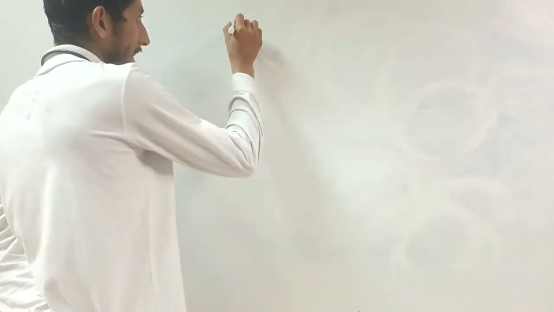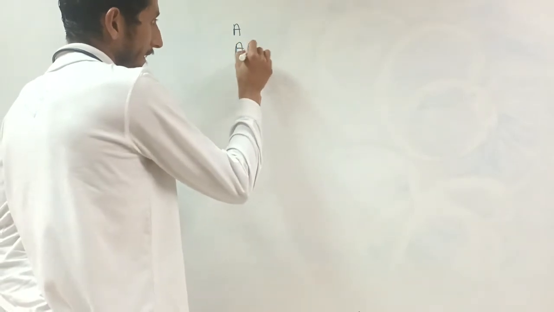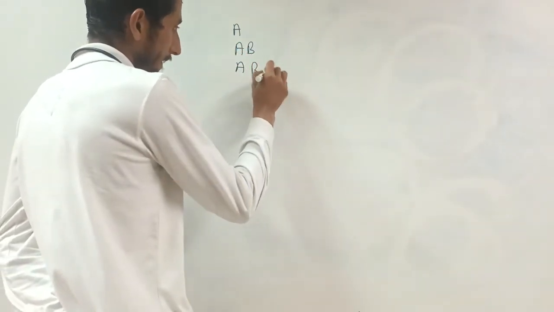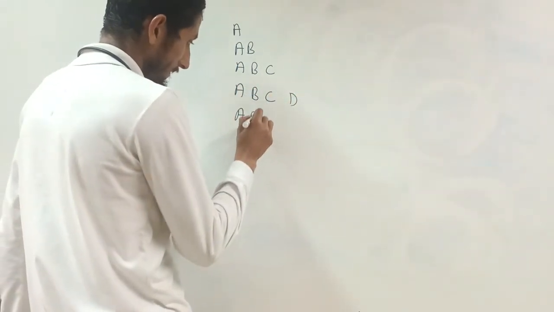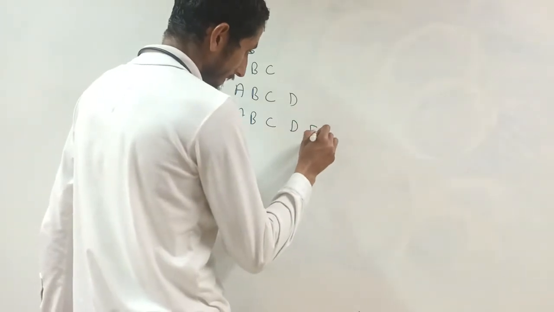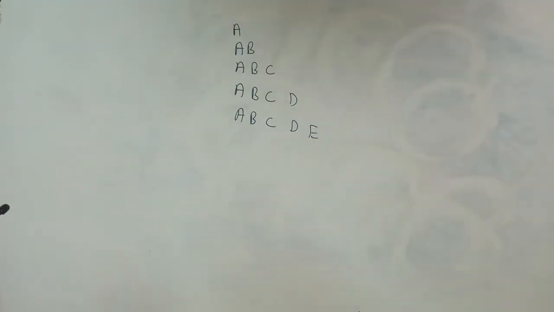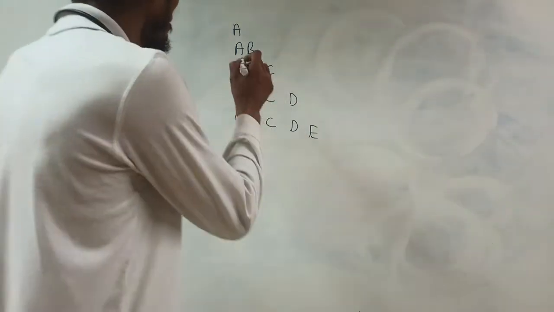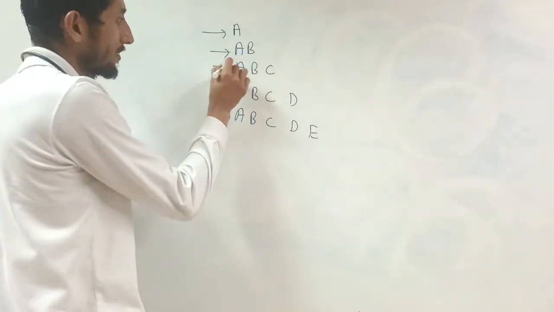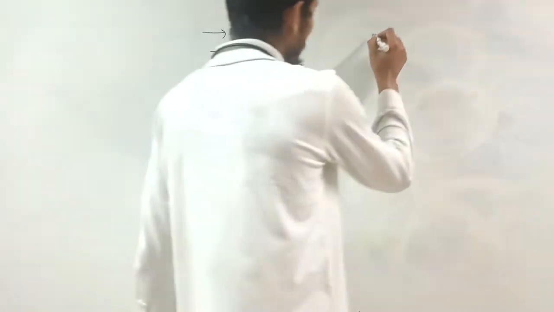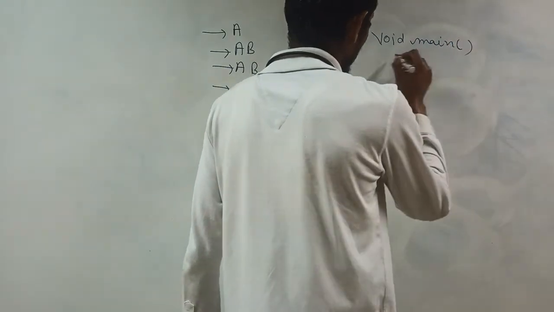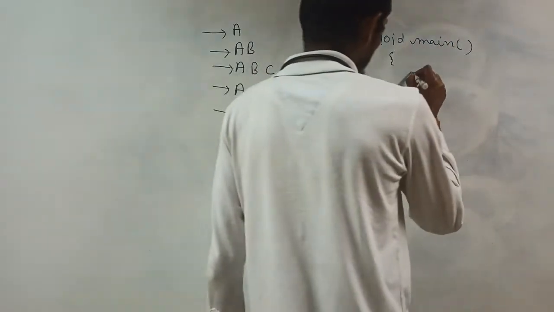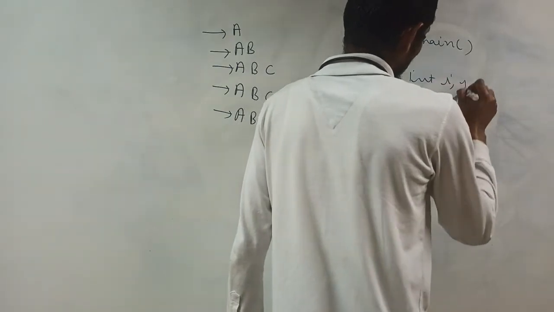The next program is: so first of all make a grid. So how many rows do we have? I have 5 rows. Let me start. void main, int i, j.